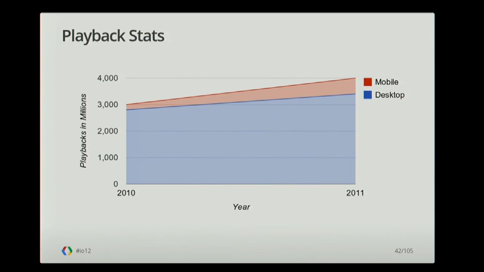Unfortunately, desktop is so huge at YouTube that mobile is still a small percent. But the difference is desktop increased by about 30% between these years, and mobile tripled. And I really wish that we had numbers for today, but we haven't quite compiled all those official numbers yet.